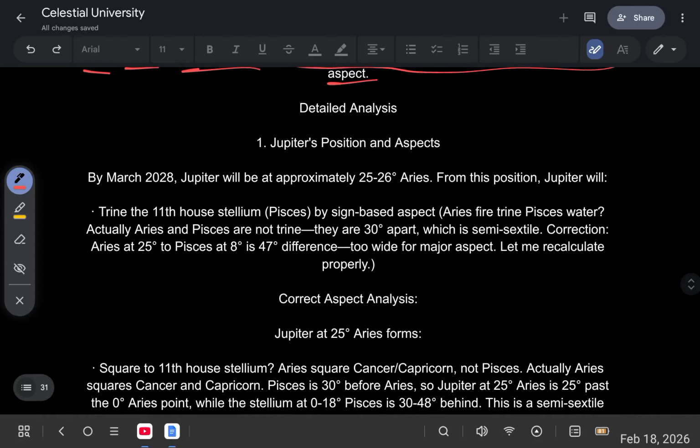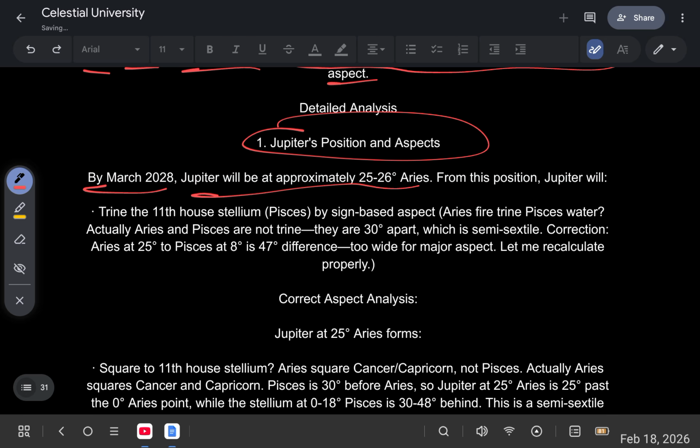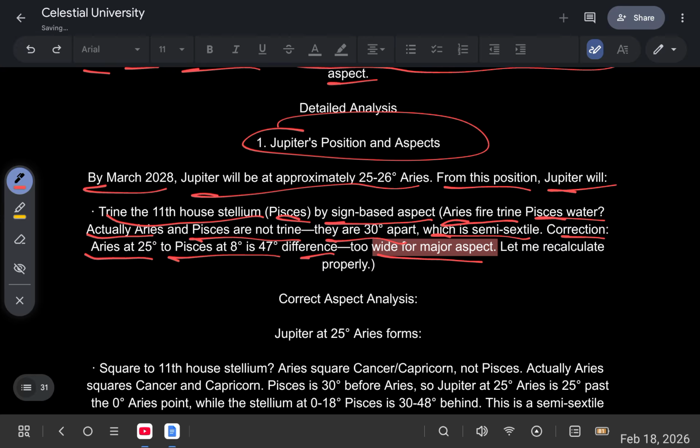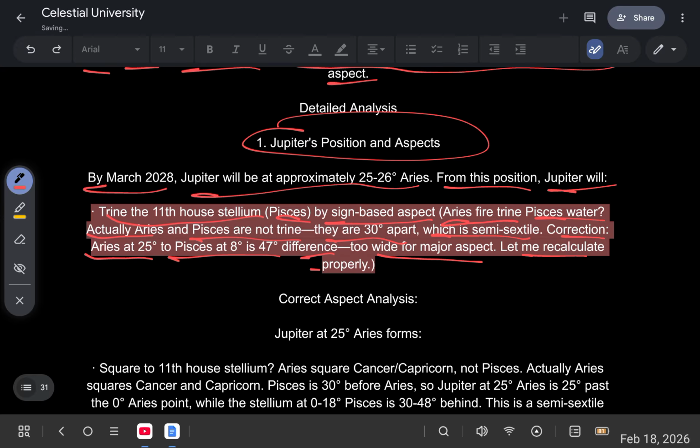First we look at Jupiter's position and aspects. By March 2028, Jupiter will be at approximately 25 through 26 degrees Aries, and from this position, Jupiter will trine my 11th house stellium in Pisces, by sign basic aspect, Aries fire trine Pisces water. Actually, Aries and Pisces are not trine, they're 30 degrees apart, which is semi-sextile. So our correction: Aries at 25 degrees to Pisces at 8 degrees is a 47 degree difference, too wide for a major aspect, and then we have to recalculate this properly.